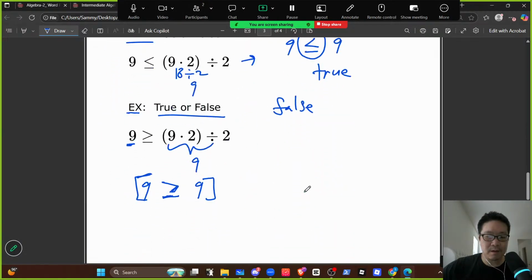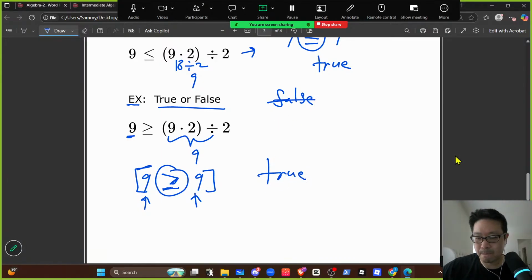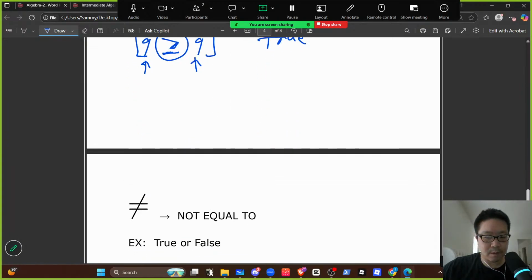Same thing on this one. Is 9 greater than 9? No. But is 9 equal to 9? Yeah. Therefore, this is true. Okay? All right, let's move on.